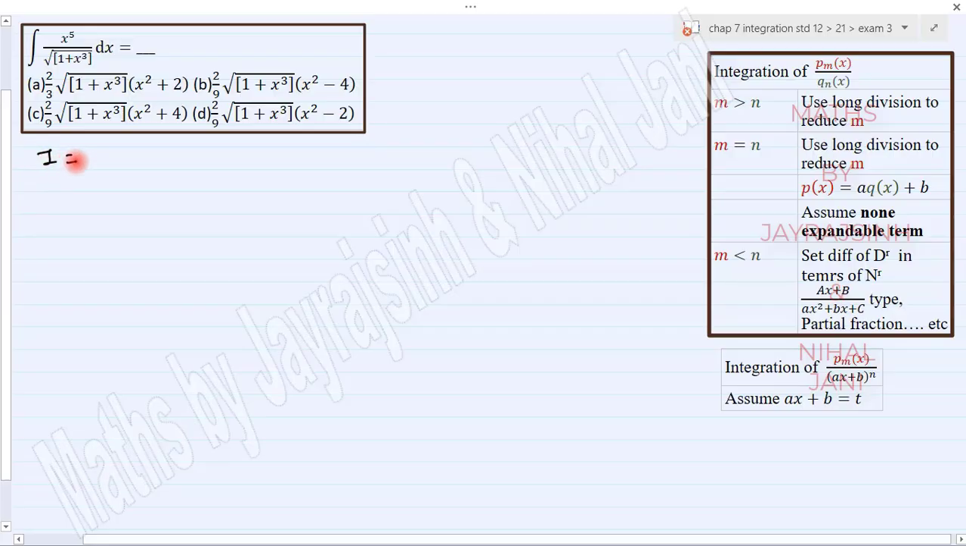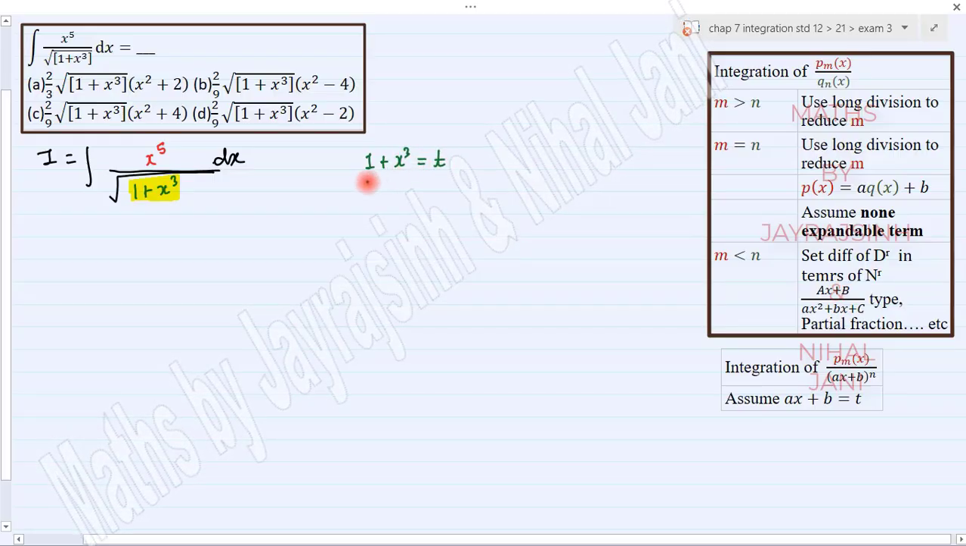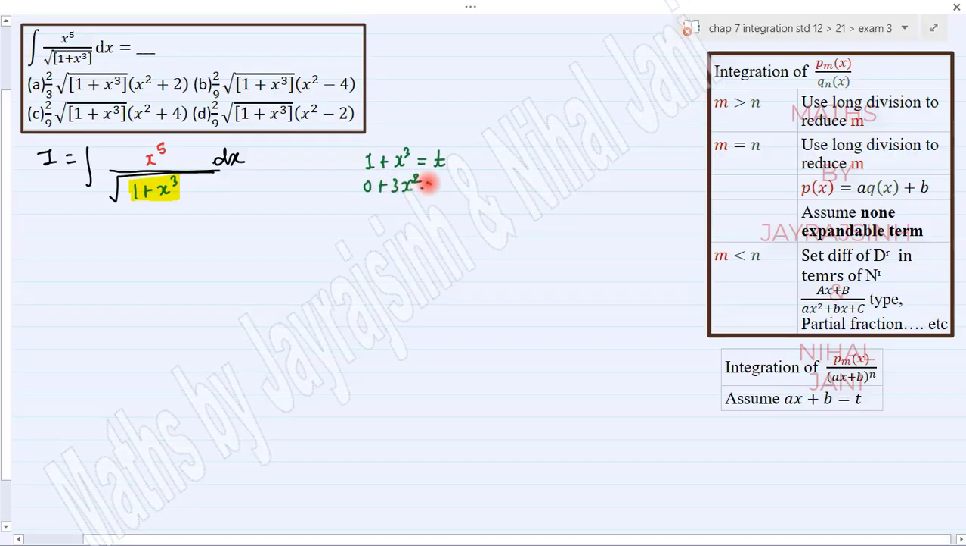Here, you have to integrate x raised to 5 upon under root of 1 plus x cube. Your inner function is 1 plus x cube. You have to assume 1 plus x cube is equal to t. If we differentiate both the sides, we will get 0 plus 3x square dx is equal to dt.